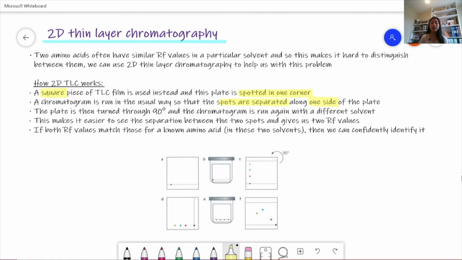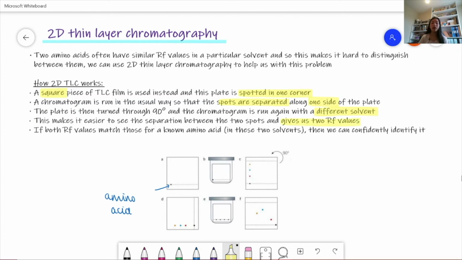So this is what we have in B. So A is where we spot an amino acid in one corner. So this spot here is our amino acid. And then for B, we run the chromatogram. So we're putting it in the solvent. And then for C, so now we have the spots separated along one side of the plate. And now we turn it around 90 degrees. And then the chromatogram is run again, but with a different solvent. And this makes it easier to see the separation between the two spots. And it also gives us 2 RF values.